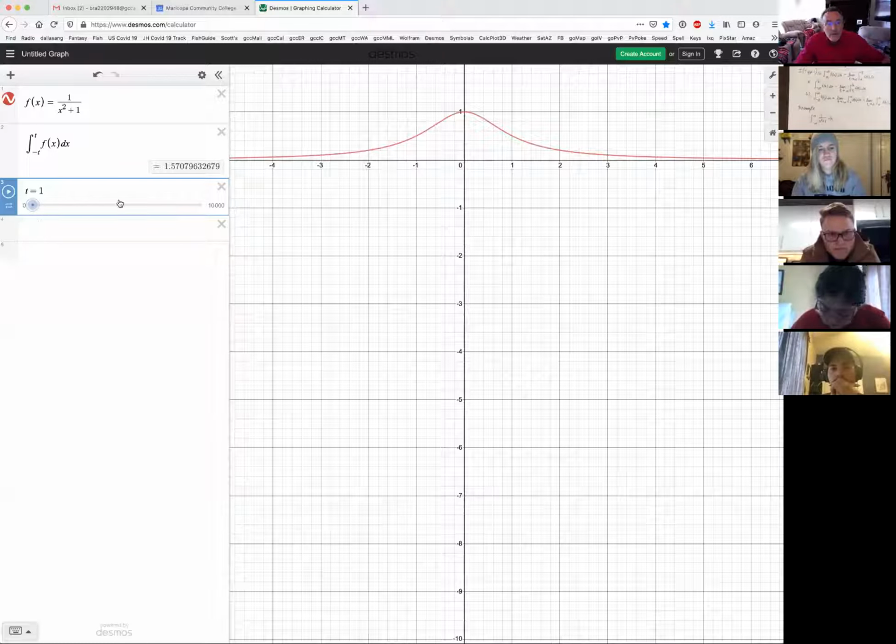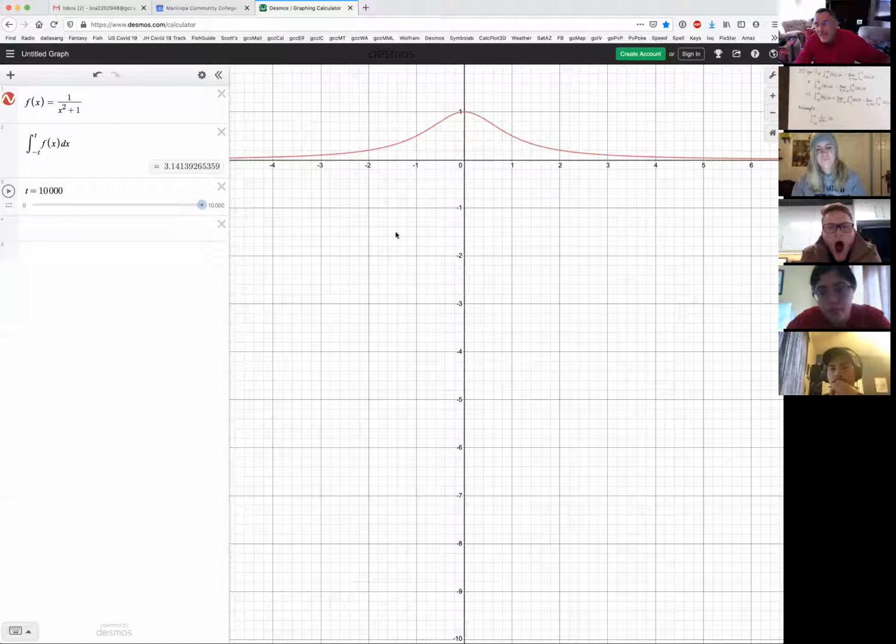Okay, so if we go from minus 1 to 1, from right here to right here, then the area is 1.57. And check this out. Wow, hey, look at that. What does it look like it's getting closer to? Pi. Looks like it's going to be pi, which is kind of cool. The area underneath here is pi? You mean like the same as the area of a circle of radius 1? Yeah, cool.